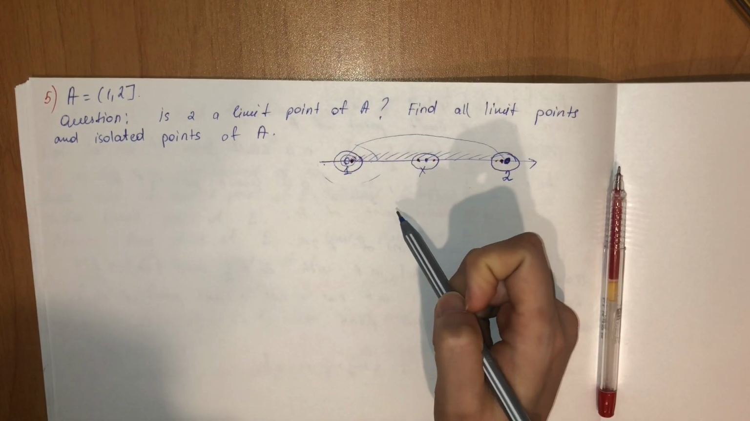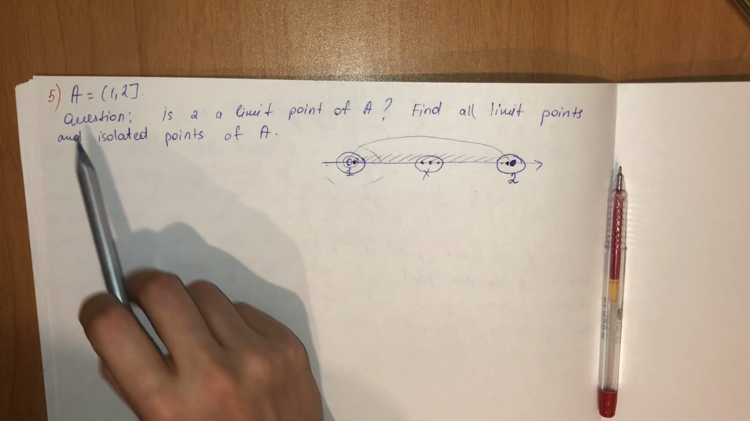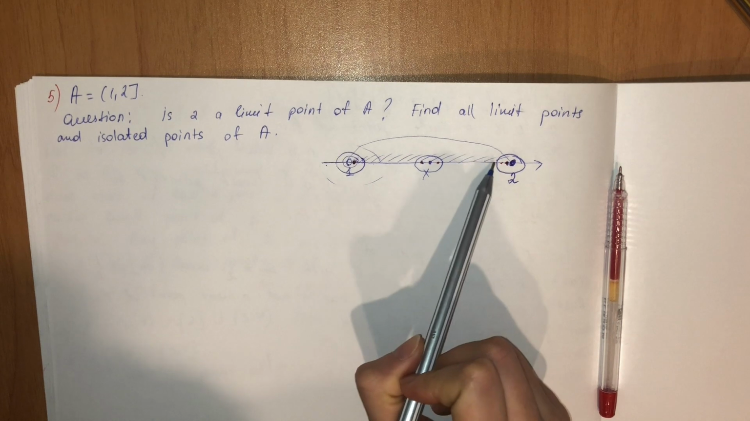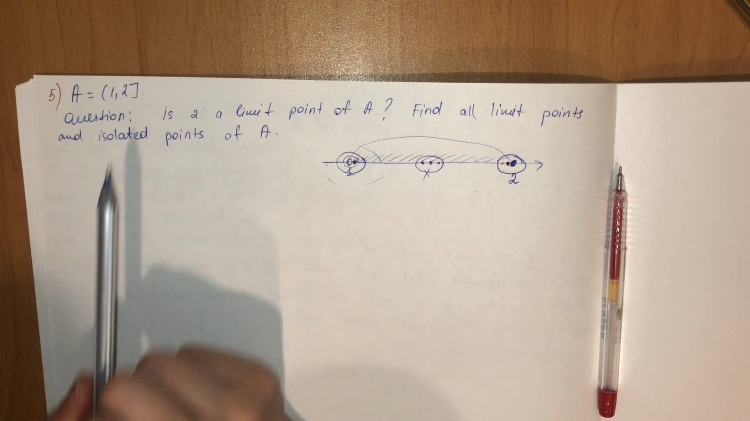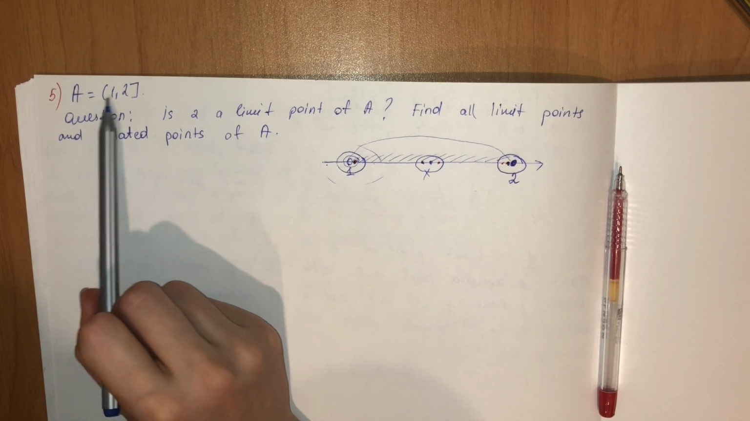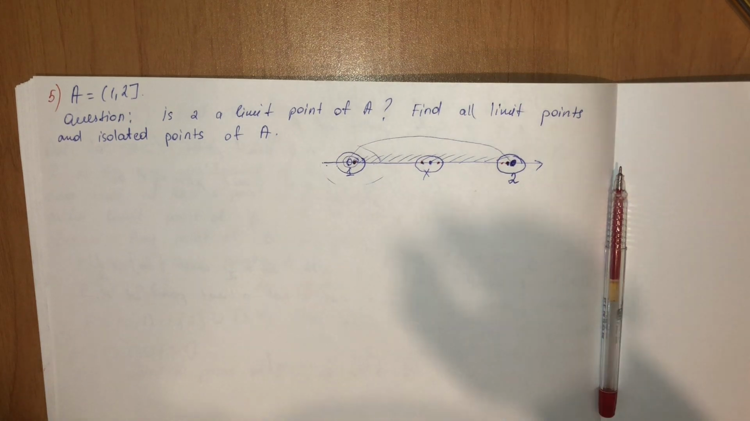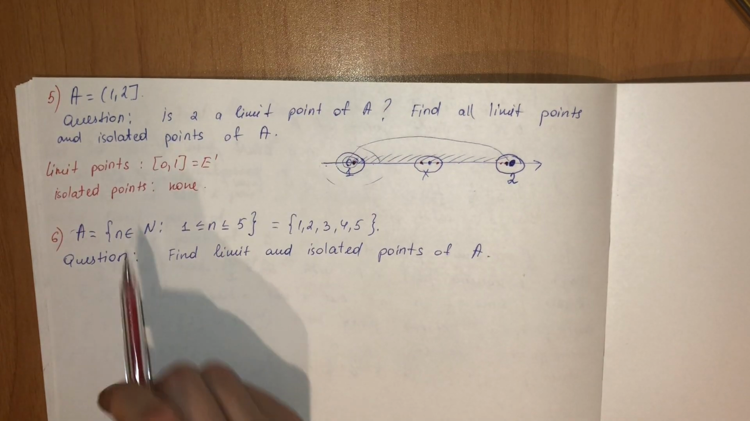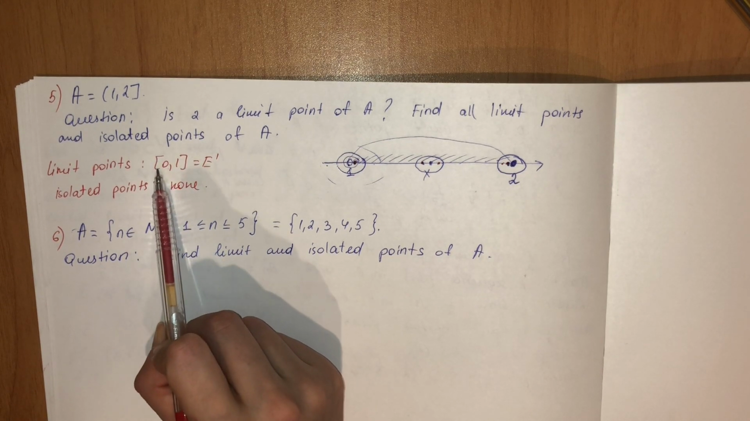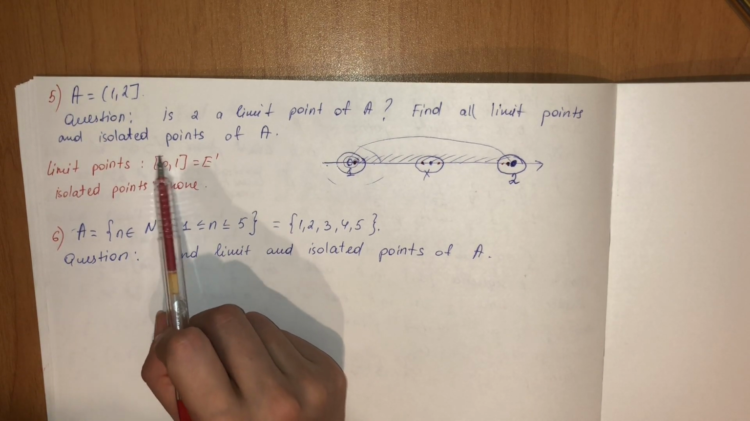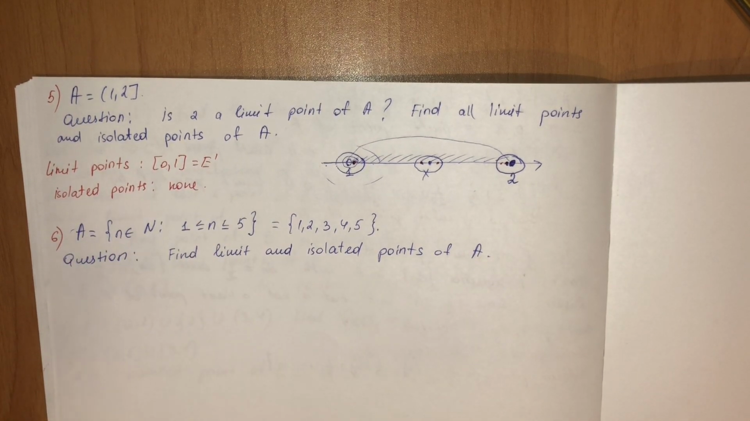So our answer is that all points of A are limit points of A, but in this interval we have no isolated points. So the limit points are 0 and 1. Look at this interval, this is a closed interval, and there are no isolated points.